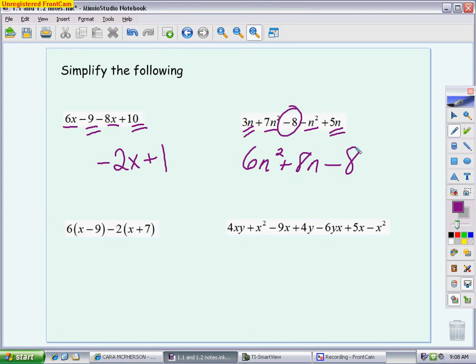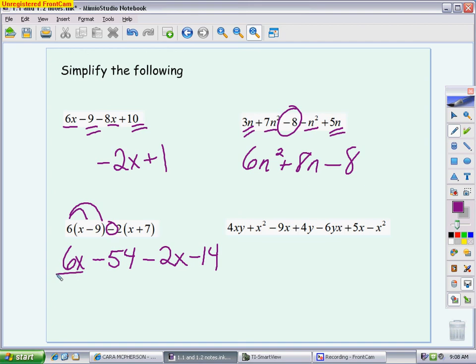For the next problem, you want to distribute. You want to get rid of parentheses because then you can see what terms are alike. So remembering distributing means take what's in front and multiply by what's inside. So we get 6x minus 54, minus 2x minus 14. That negative gets distributed. That's such a common mistake.